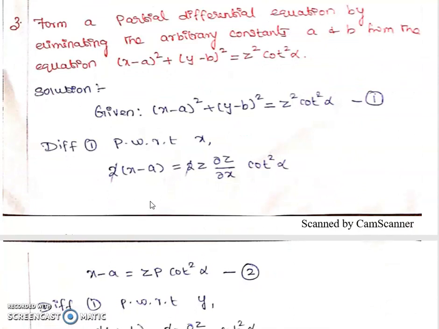Form a partial differential equation by eliminating the arbitrary constants a and b from the equation (x minus a) the whole square plus (y minus b) the whole square equal to z square cot square alpha. Consider the given equation as 1. Now we are going to differentiate this equation partially with respect to x. Here, on the right hand side, z square is present, so 2z into dou z by dou x, with cot square alpha as a constant term, written as it is.